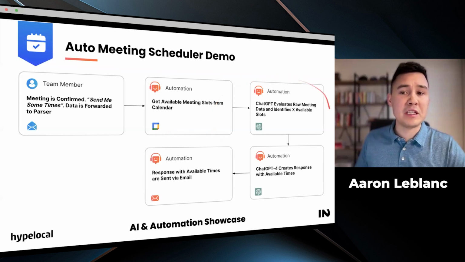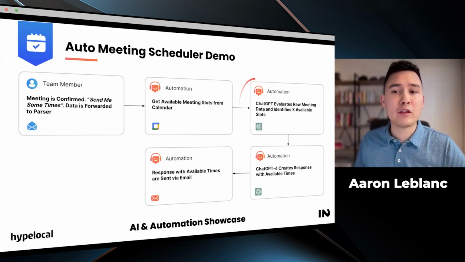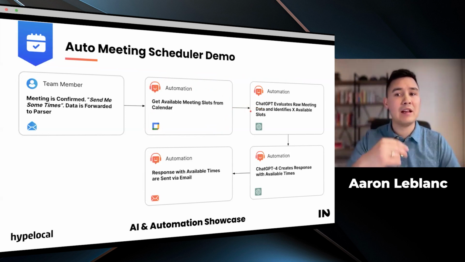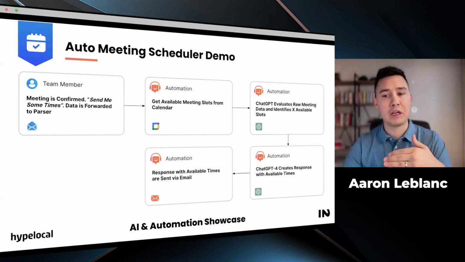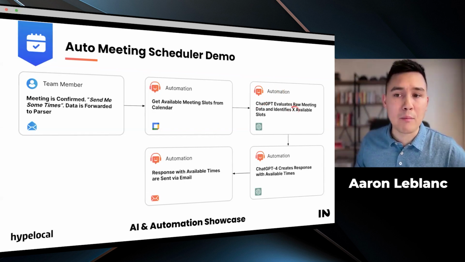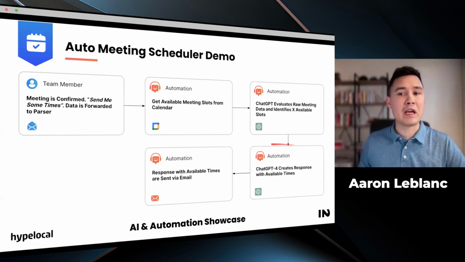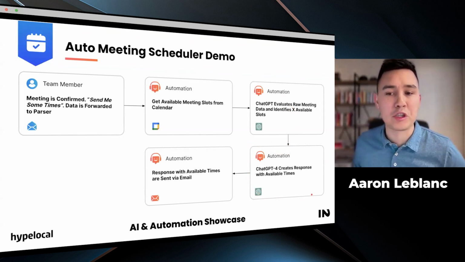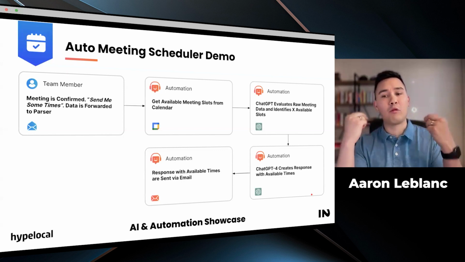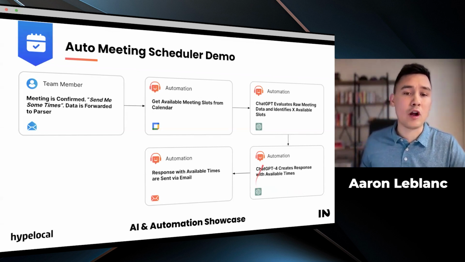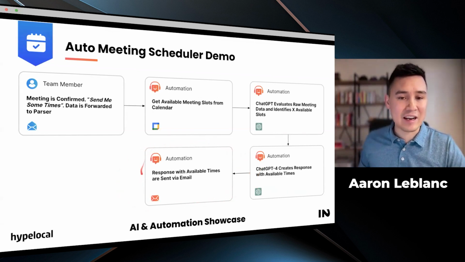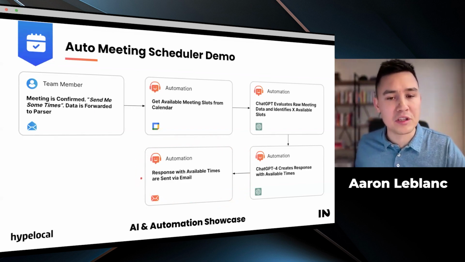Then what ChatGPT will do is evaluate the raw meeting data from here, and it will identify the available slots within the calendar, and pick them out, 1, 2, 3, or whatever the number is that you choose. Then we're doing a second step with ChatGPT to create the response, like a human written response going to the prospect. And then the automation will automatically send a response via email with the available times.